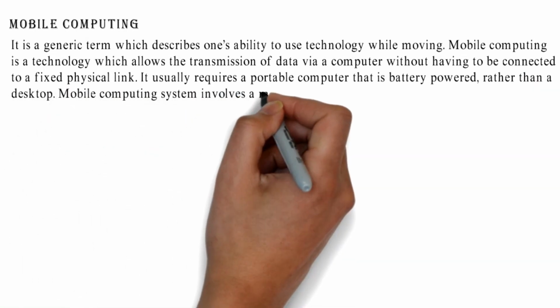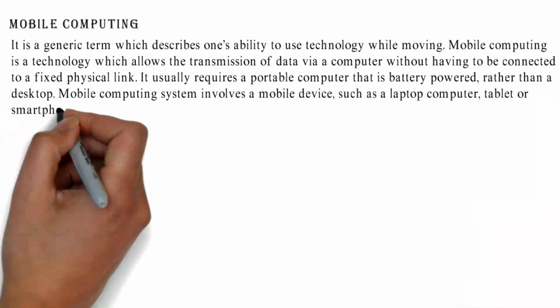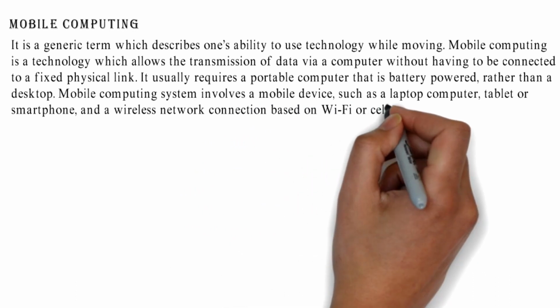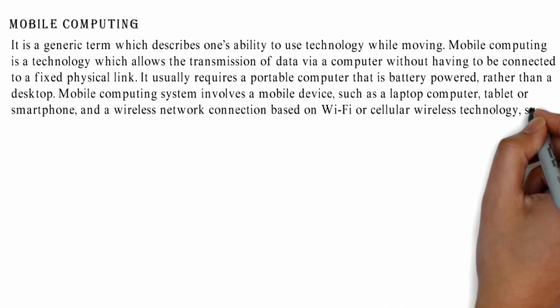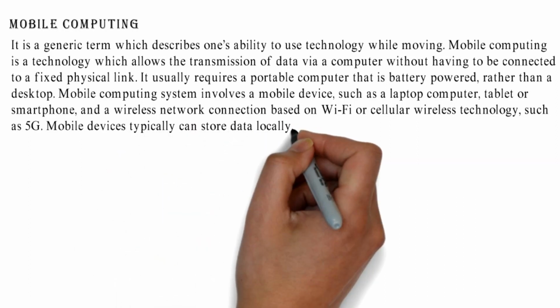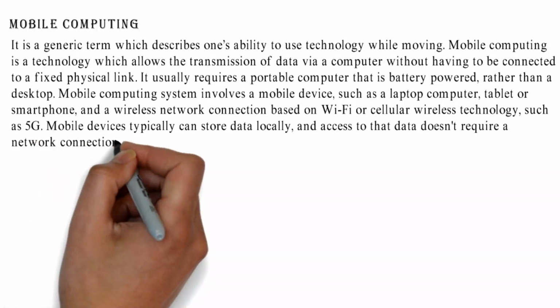A mobile computing system involves a mobile device, such as a laptop computer, tablet or smartphone, and a wireless network connection based on Wi-Fi or cellular wireless technology, such as 5G. Mobile devices typically can store data locally, and access to that data doesn't require a network connection.